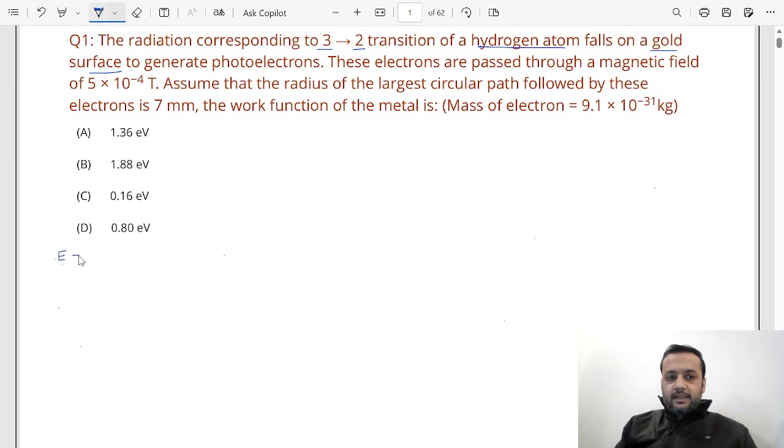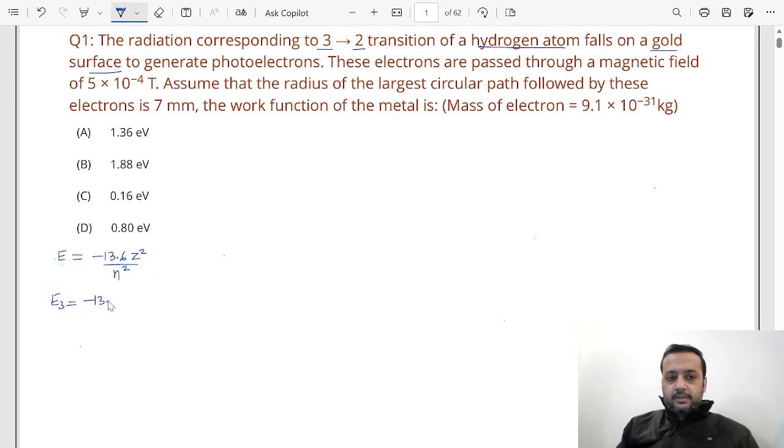So if you remember, the energy of nth orbit is given by minus 13.6 into Z square by n square. So for the hydrogen, if we want to find E3, we can put Z as 1 and n will be 3. So this is in electron volts. This will come out to be nearly minus 1.51 electron volts.